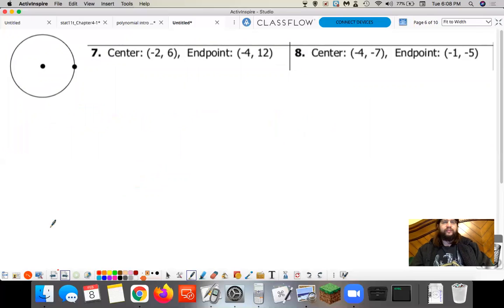All right. So if we're looking at this kind of situation, we've got the center and one endpoint on the circle. So any point on the circle, really. Doesn't matter. We've got the center and the endpoint, we can figure it out. We already have the center, so we already know it's going to be (x + 2)^2 + (y - 6)^2. What we don't know is the radius. We don't know what it equals. For that, we're going to use the distance formula.